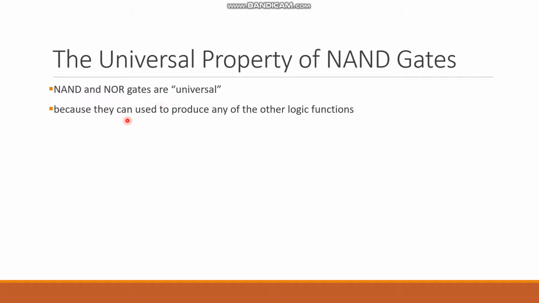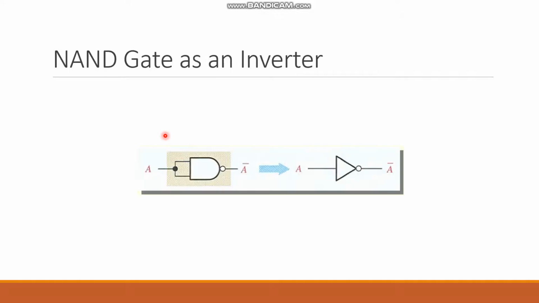And so we have two universal gates, which are NAND gate and NOR gate. And they are universal because they can be used in order to generate any other logic circuits or any other logic functions. Let's see why we can do that and how. So this is a NAND gate, right? This is an AND gate and a bubble there.